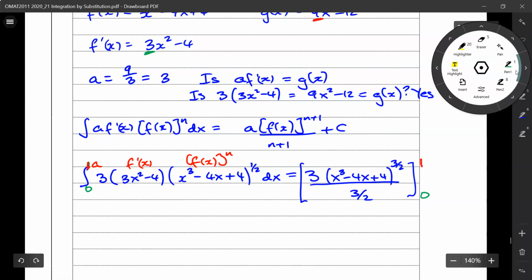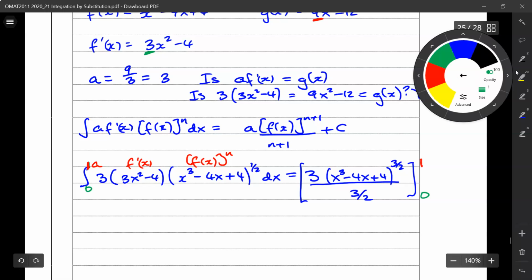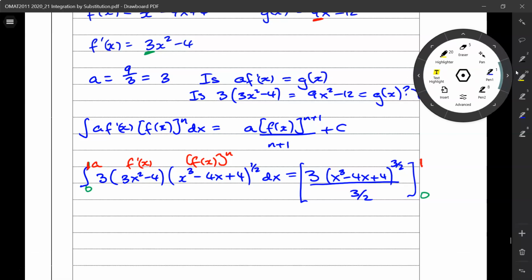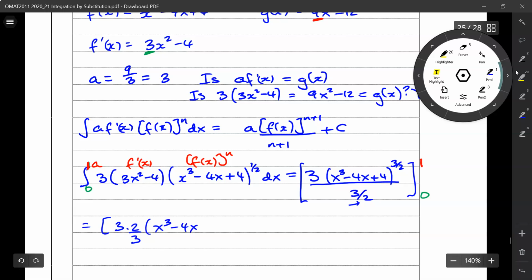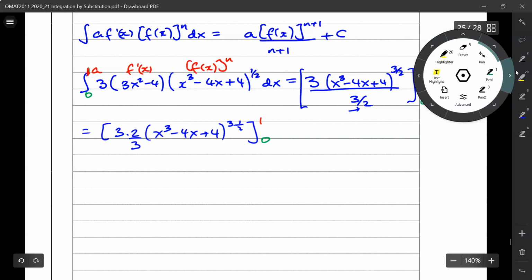So if I follow a similar procedure as before, that's equal to 3 times, and I invert this, so we have 2/3, and then I have x cubed minus 4x plus 4, and I split 3 over 2 into 3 times a half. Our limits are still going from 1 to 0. So then we're kind of lucky here. Our 3 is going to cancel with that 3. So we're left with 2 times.